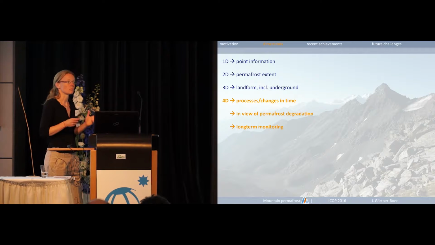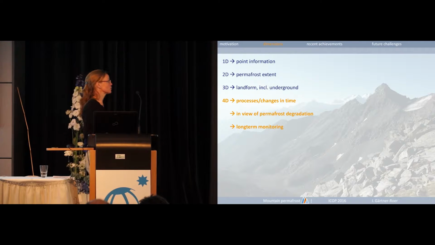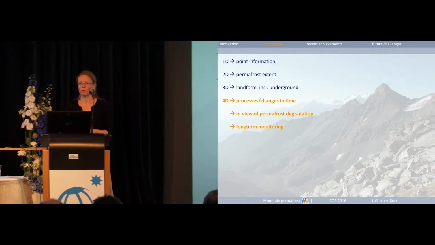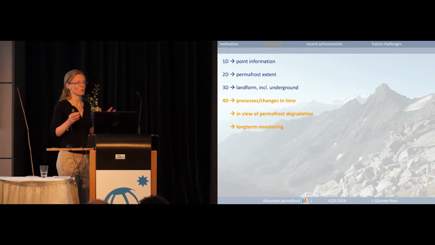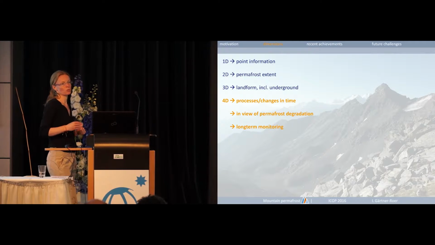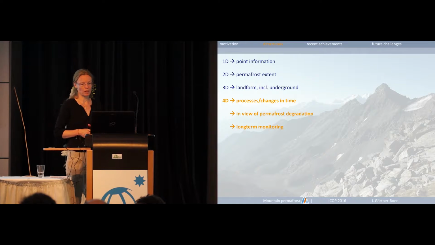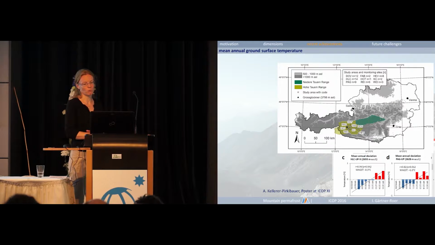But mostly we are interested now in the processes and also the changes in time. So, of course, in view of permafrost degradation, but we also have areas where we have permafrost aggradation. And here it comes to the point that the long-term monitoring is important. We don't need only snapshot data, but we want to have long-term series to have an information how is the evolution of the permafrost going on. And I want to show you several examples, mainly from the Alps, where we gather this information.